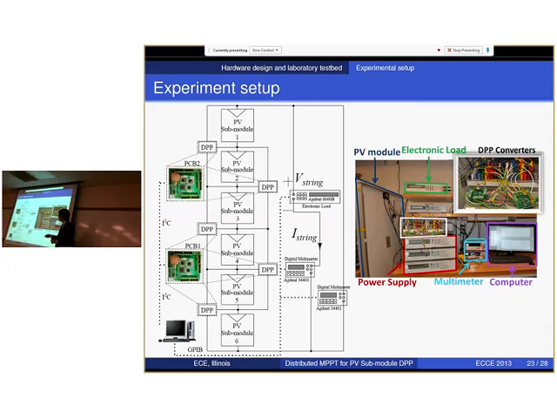And we have a computer that collects data from all DPP converters. It should be noted that this computer is not involved in the actual algorithm. It only receives information from the DPP converters, and the actual control algorithm is fully distributed in these DPP converters. We also used an electronic load here in constant current mode to emulate the central inverter. And here is a photograph of our experimental setup.